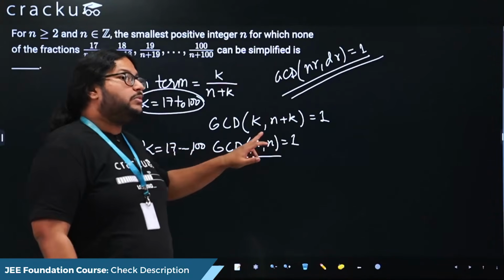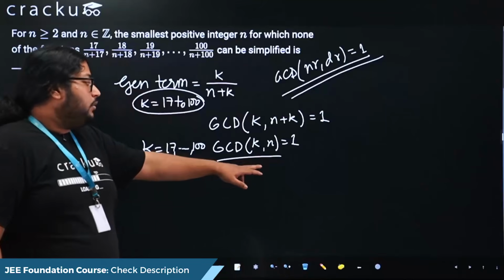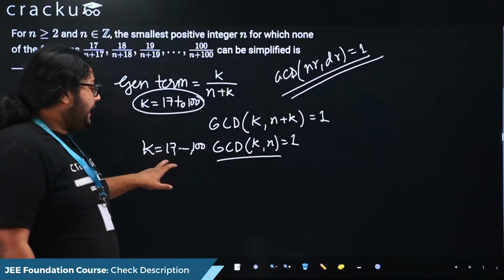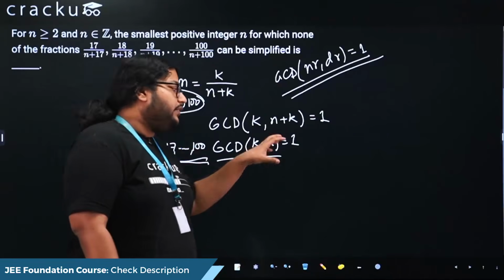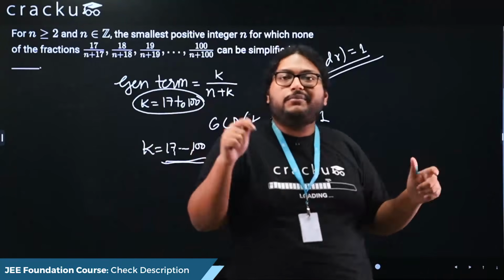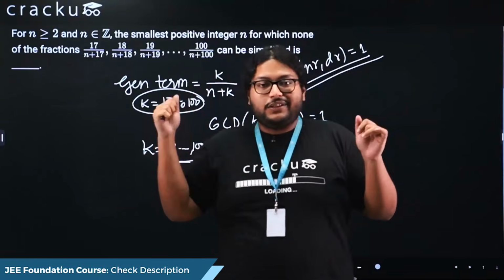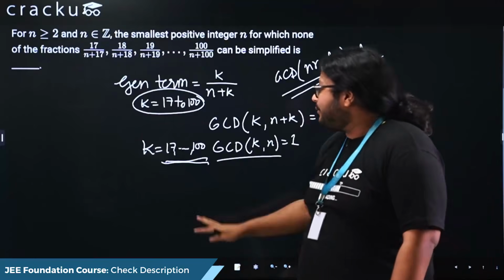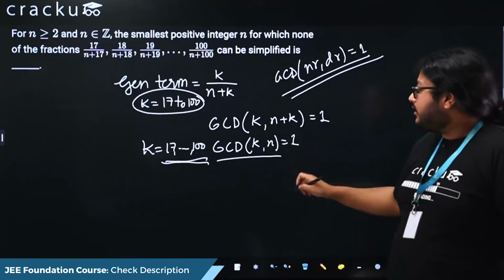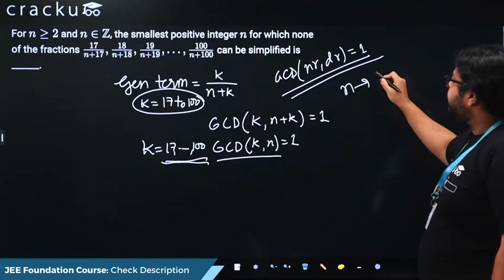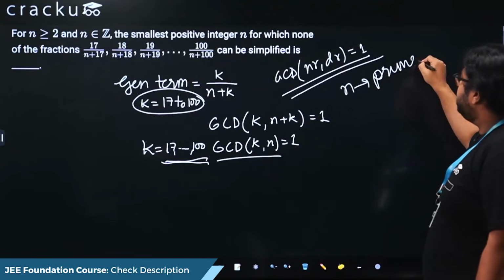Now n has to be one number which, for any of these numbers, 17 to 100, will have no common factor. What are those numbers which have no common factors? Those numbers are primes, right? So one thing we understand is that n has to be a prime. That is one thing.